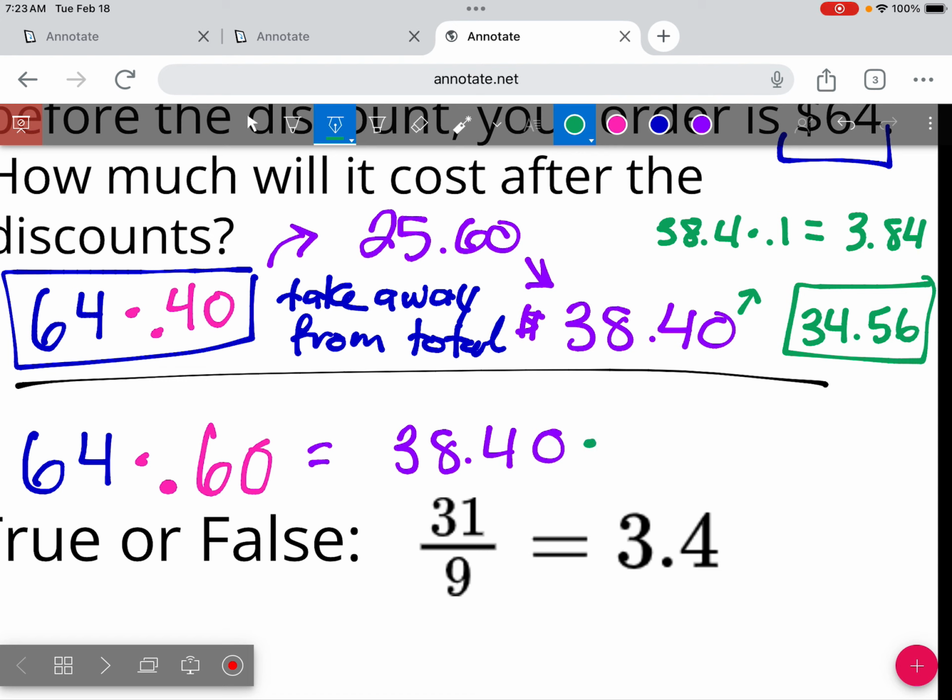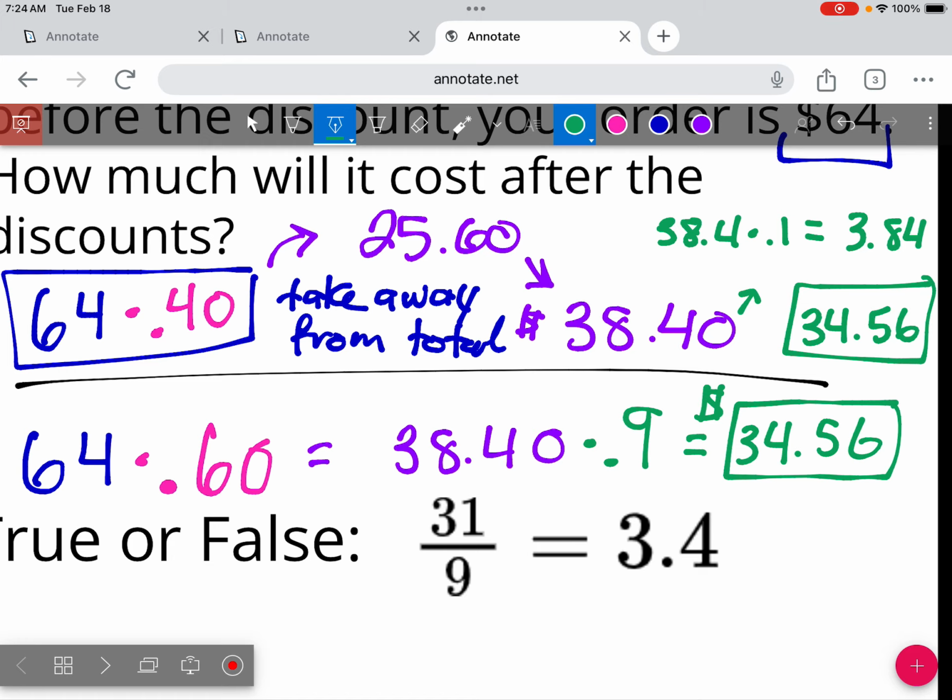Or similarly, as we did on the first one, I could take this $38.40 times how much we're going to pay. We're going to pay 90% of what's left, 0.9, and $38.40 times 0.9, and we get exactly that, 34.56. So whichever way you go through it, we get to the same cost.